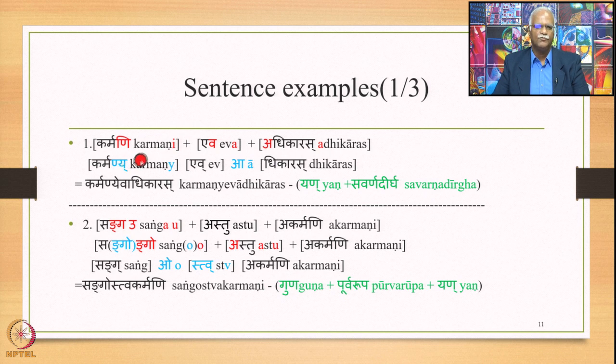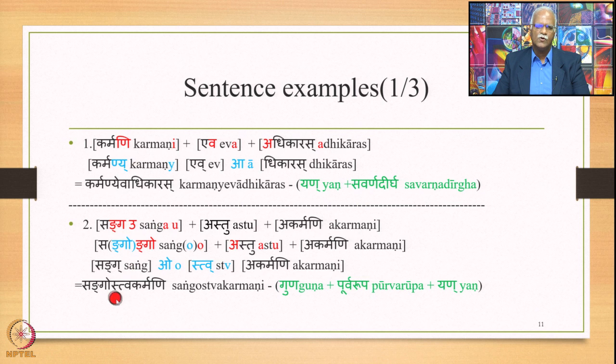So here we have e followed by a, and so this is the scope of application of eko yanachi. And here we have a at the end of eva followed by a at the beginning of adhikaras, which is the scope of application of akasavarne dirghaha. So both the sandhis take place, and you have karmani eva as the input and karmanya eva as the output. Similarly, eva adhikaras as input and eva and dhikaras as the output. When you join them together, you get the line karmanye vadhikaras. So there are these two sandhis playing an important role over here: yan sandhi as well as savarna dirgha sandhi.